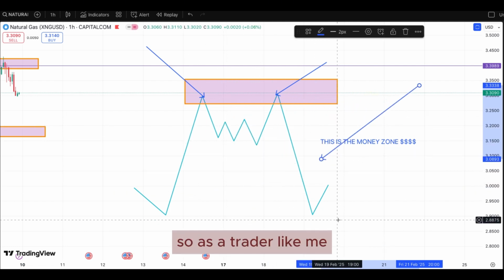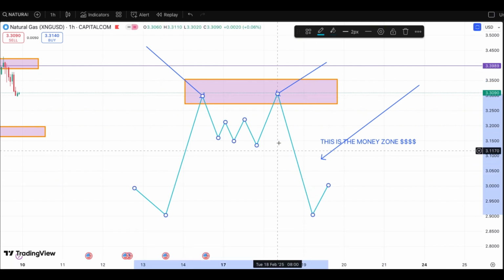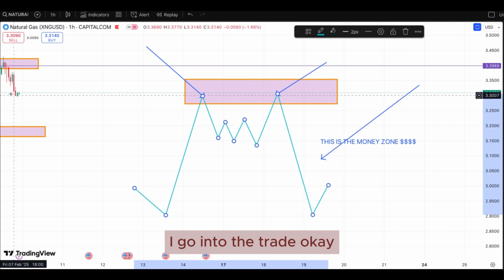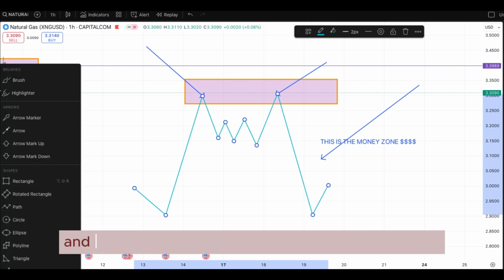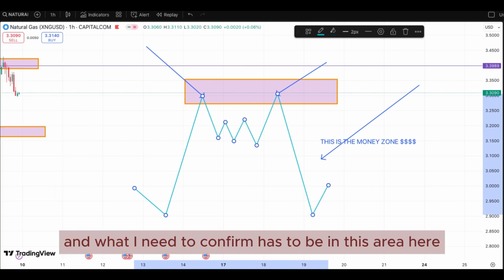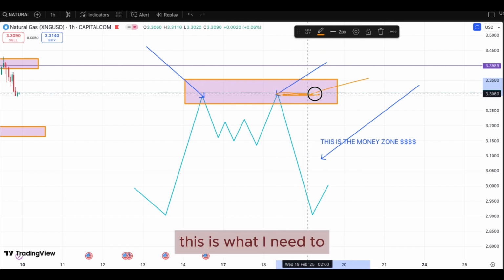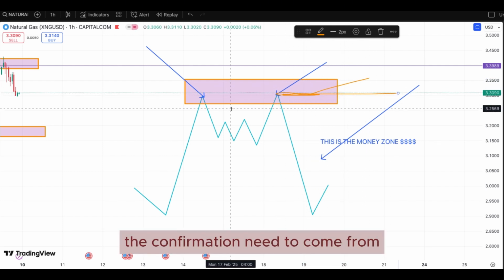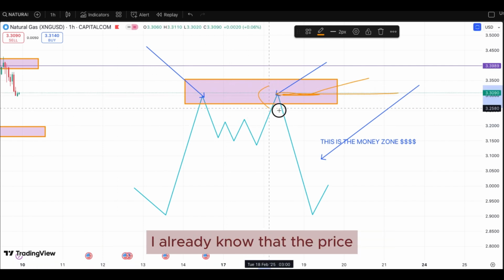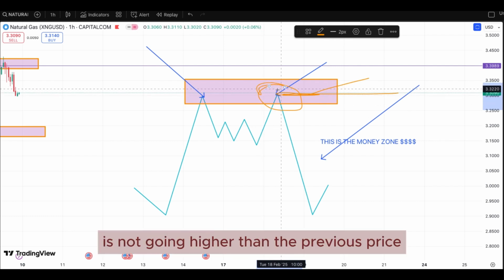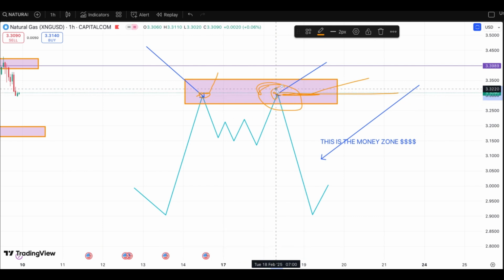So as a trader like myself, before I go into the trade, I need to confirm something. What I need to confirm has to be in this particular area. This is where my confirmation needs to come from. If I'm coming from an hour candle, I already know that the price at this point is not going higher than the previous price, because this is a point of liquidity. This is another point of liquidity, right?